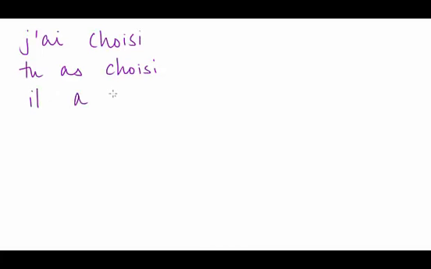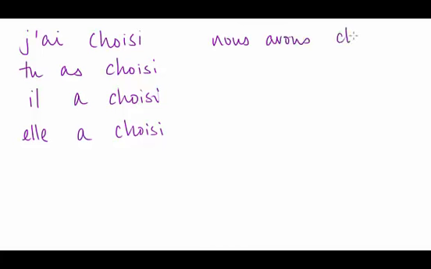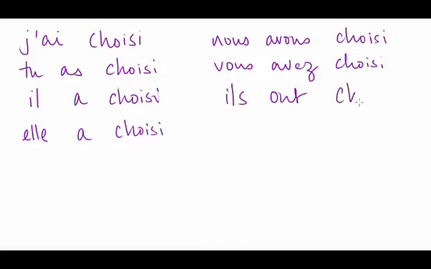Okay, so we can say j'ai choisi, I chose, tu as choisi, you chose, il a choisi, he chose, elle a choisi, same thing, she chose, nous avons choisi, we chose, vous avez choisi, you or you all chose, and then ils ont choisi, they chose. And then if we wanted to say elles ont choisi, it's the same thing.